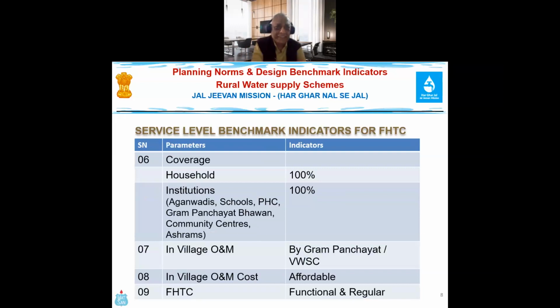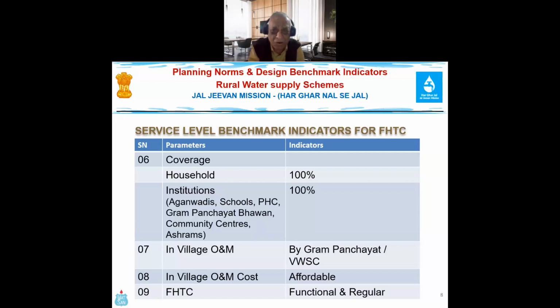Again, coverage of FSTC has been decided at 100%. That includes all the institutions in the villages: Anganwadis, schools, PHC, Panchayat Bhavan, community center, and ashram also have to be covered. Coverage should be 100% at the completion of the scheme. In the village, O&M is done by the Gram Panchayat, VWC, Pani Samiti, or any local institution. In the village, O&M cost should be affordable.